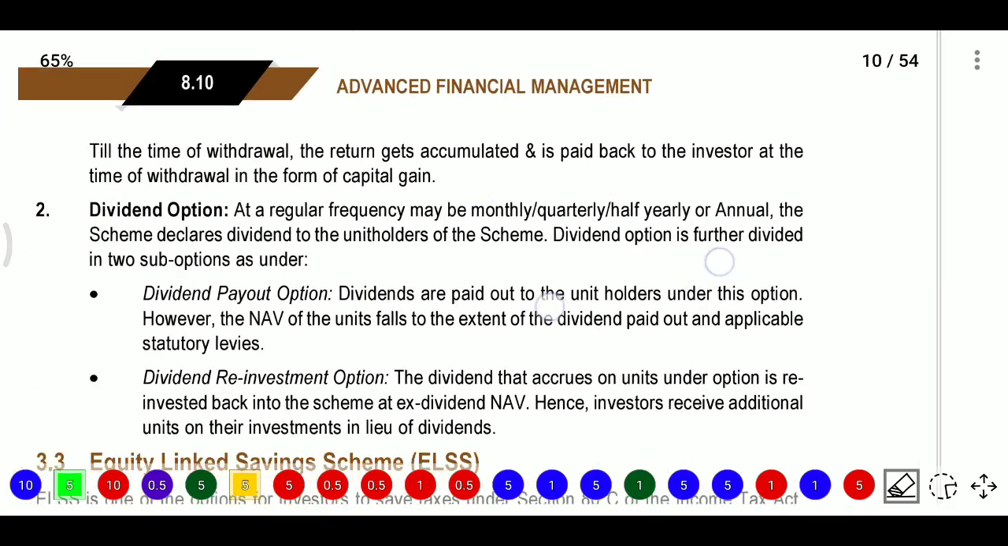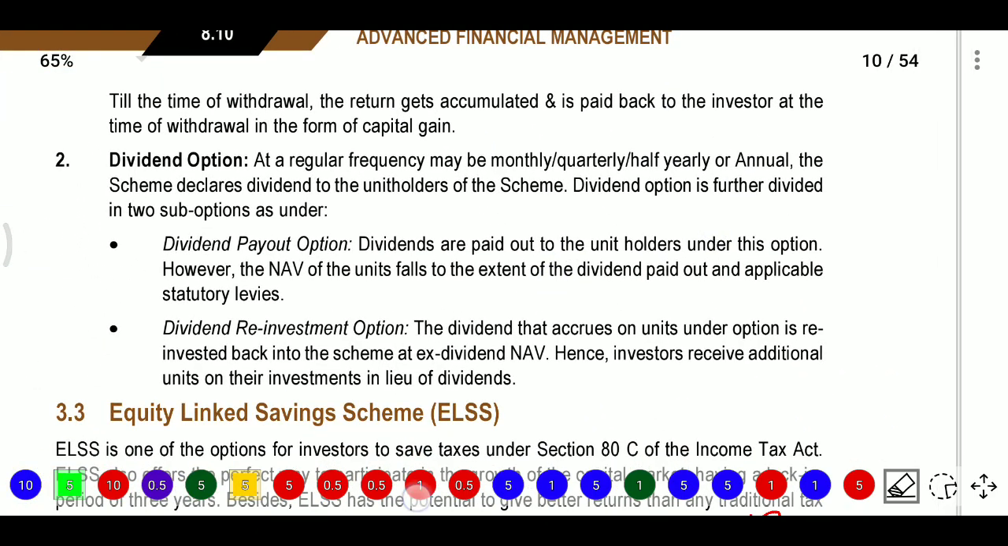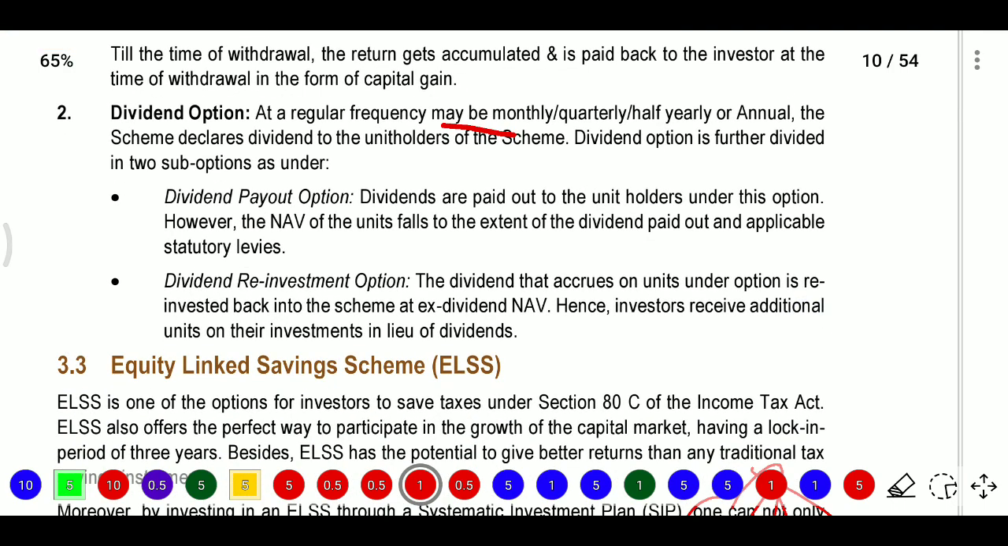And after that, the dividend option. Dividend option means at regular intervals, regular frequency, maybe monthly or quarterly or half yearly or annually, the scheme declares dividend to the unit holders of the scheme. So the fund manager will declare the dividend on a regular basis. And the dividend option is further divided into two sub options: one is the dividend payout option, and the other is the dividend reinvestment option.